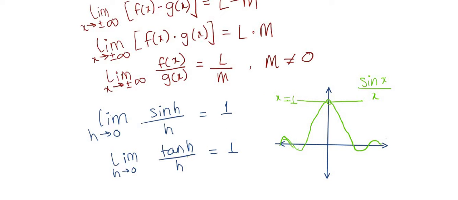A similar logic follows for the tangent of h over h. And for some of you that have done physics in the past, you might know that in physics sometimes we assume that sine of x is almost equal to x for very small x values. So even by that intuition, this limit identity makes sense.